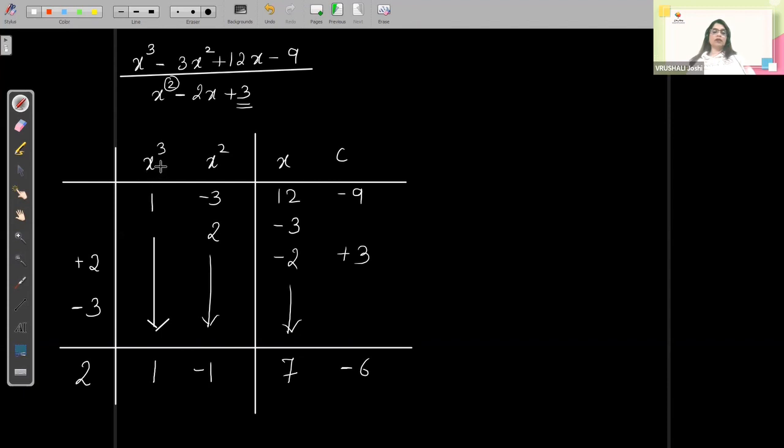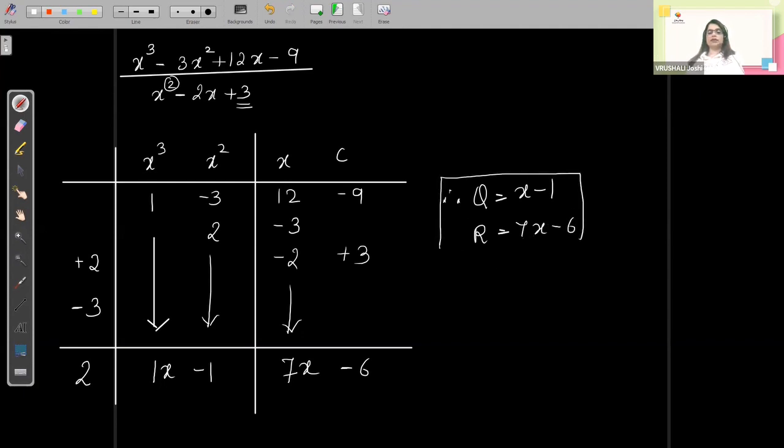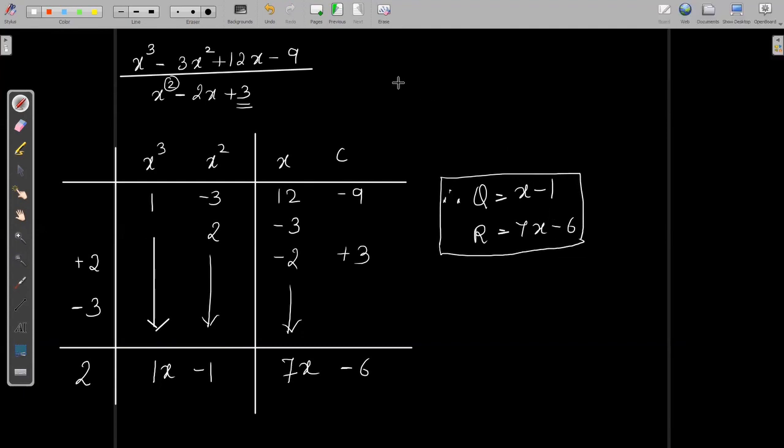Now let us see about the x component. That is the variable component. So 1 into x raised to 3 minus 2 will give you x. Here 2 minus 2 will give you 0, so x raised to 0 is 1. So we will keep it like this. And there is no change as far as the remainder is concerned. So therefore, your quotient is going to be x minus 1. And your remainder here will be 7x minus 6. Are we clear? Yes, ma'am. Okay.